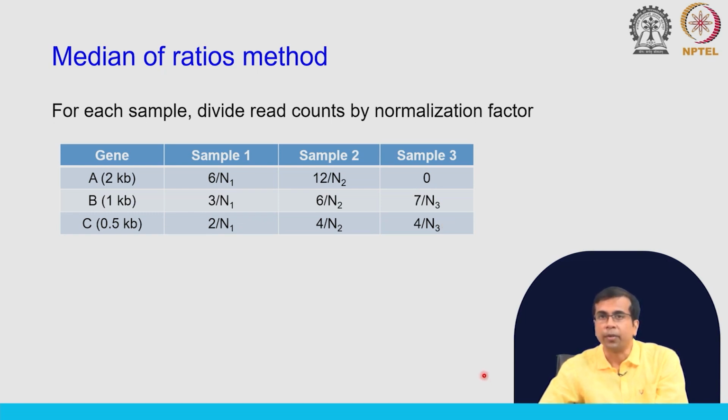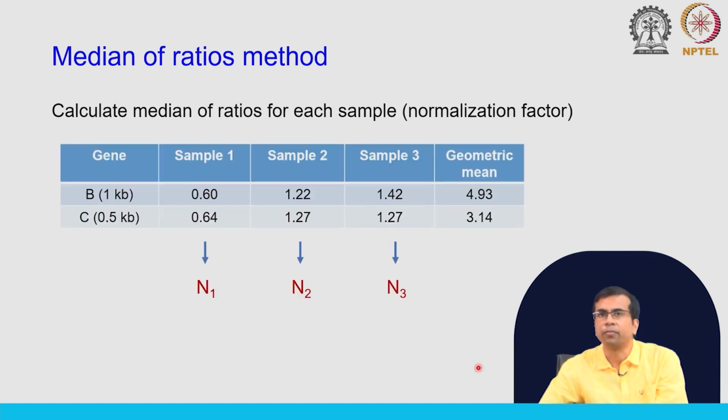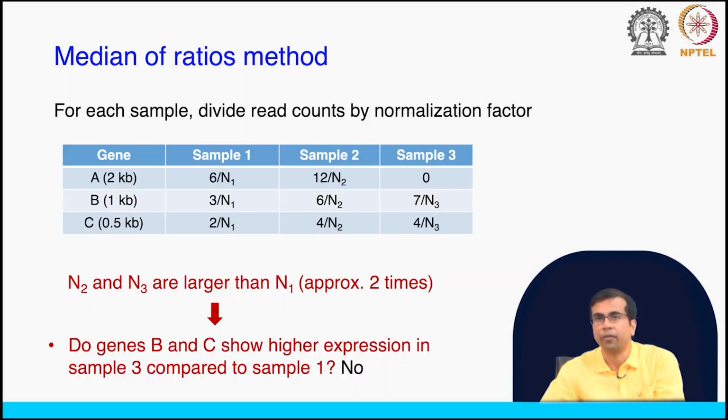One of the things you probably realize if you go back to this table: for sample 2 and sample 3, the median would be higher compared to sample 1. It will be almost twofold, 2 times higher, approximately, of course. If you think about it for a moment, N2 and N3 will be larger than N1 in this example, approximately 2 times.